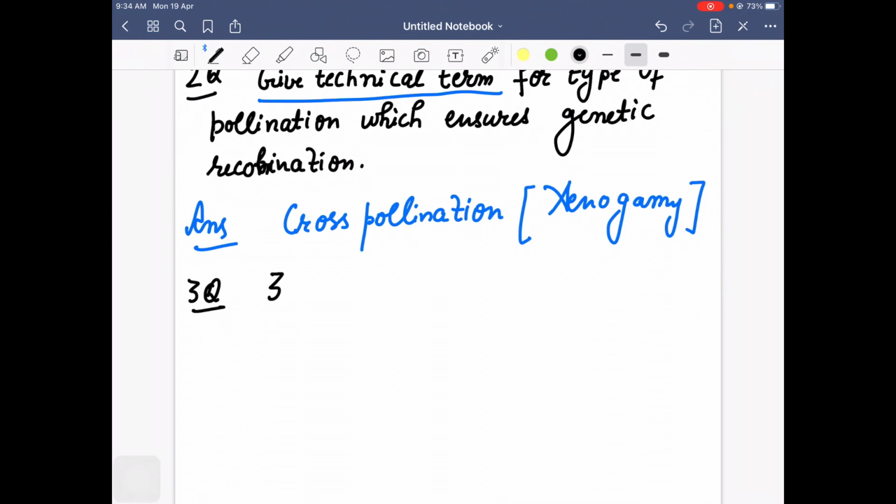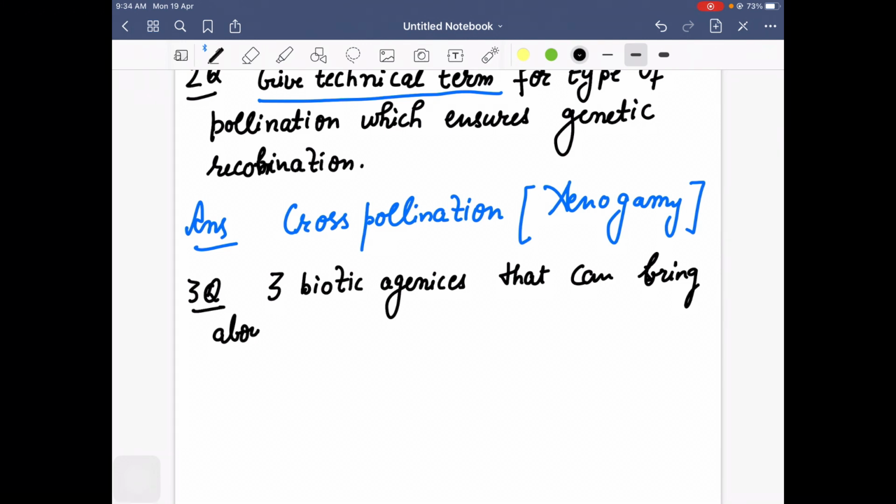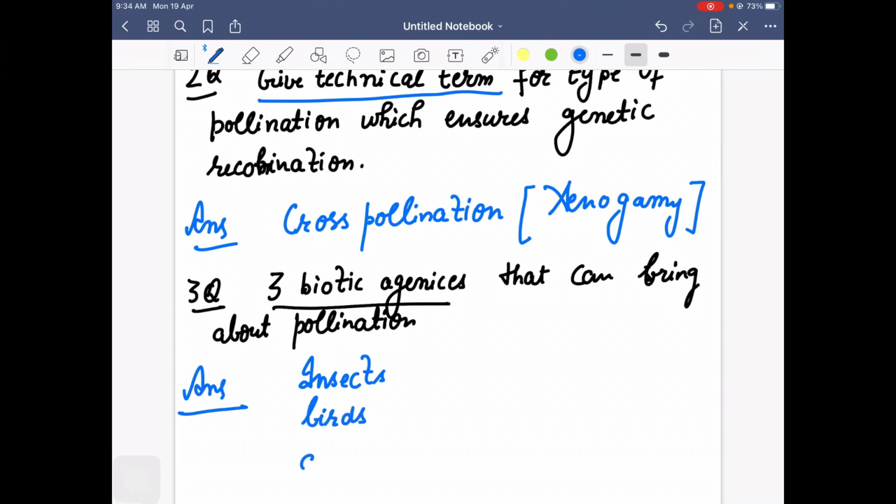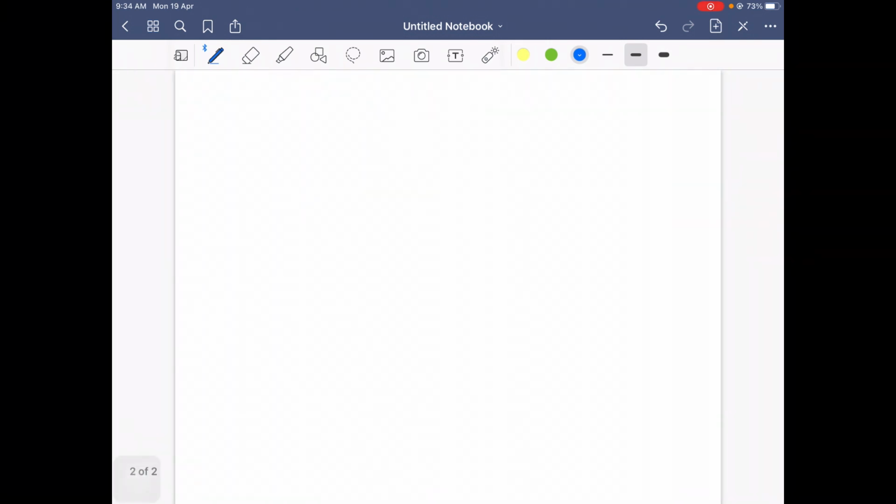Third, any biotic agency, I'm not saying abiotic agencies, any biotic agencies that can bring about pollination. Question reading is very important. Many of us jump ahead because we know the types and agencies of pollination, but biotic agencies may be insects, you can write about birds, animals, and bats. These are all correct options for biotic agencies.